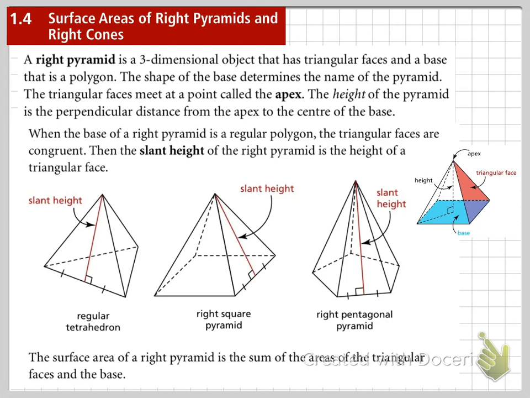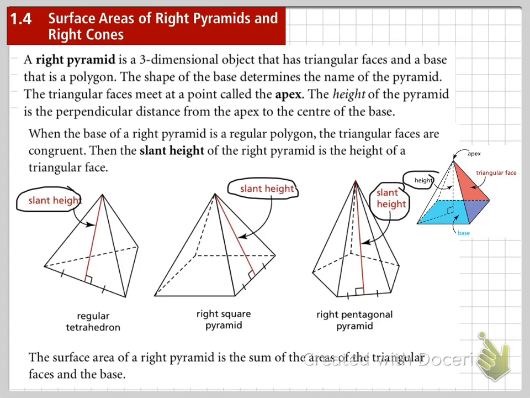So when the base of a right pyramid is a rectangular polygon, the triangular faces are all congruent. Then the slant height of the right pyramid is the height of the triangular face. There's the slant height there. You'll notice that the slant height goes down the side in each of the first three, but the actual height in the last one goes from the apex to the middle of the base.